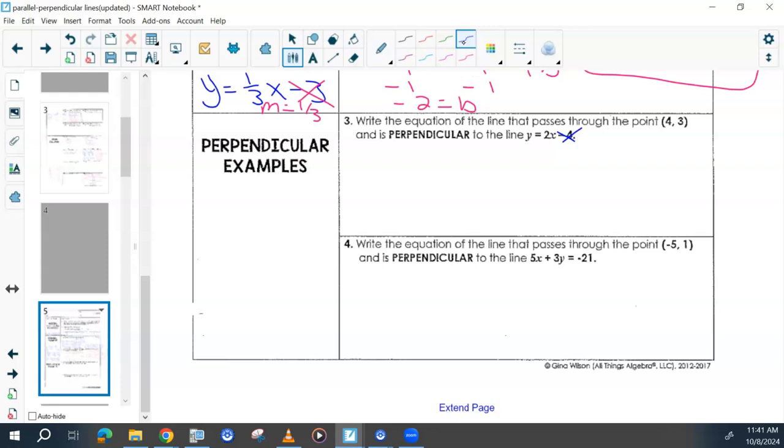But what would my perpendicular slope to this be? What would my negative reciprocal be? Negative 1 over 2. So we have to do that first. If you put in the slope that's given and then start that process and change it at the end, you won't get the right answer.